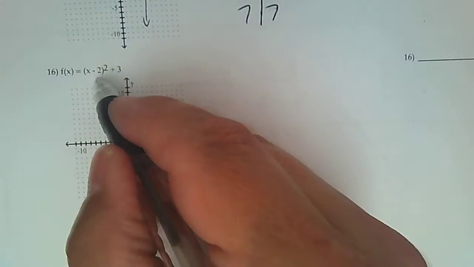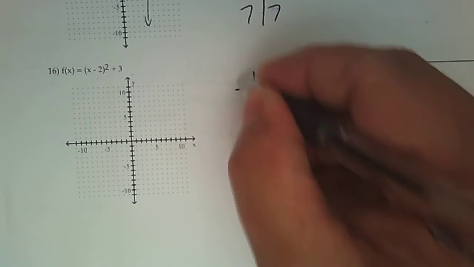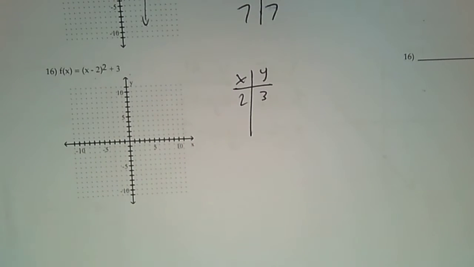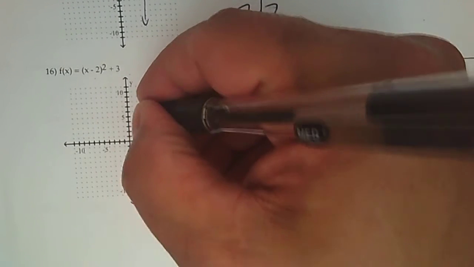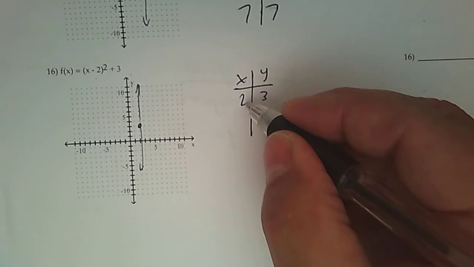16, same idea. Do you recognize the form that this is, vertex form or HK form? So right away, might as well do a table of values. Right away I know the vertex is at 2, 3. So find 2, 3 and the axis of symmetry. Then I just count from the x coordinate of the vertex.